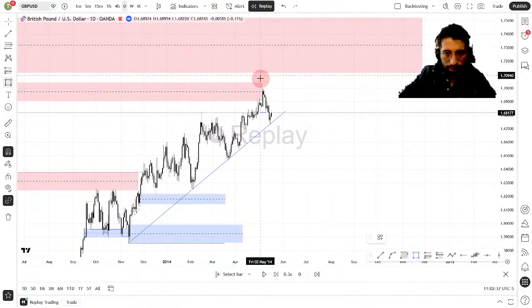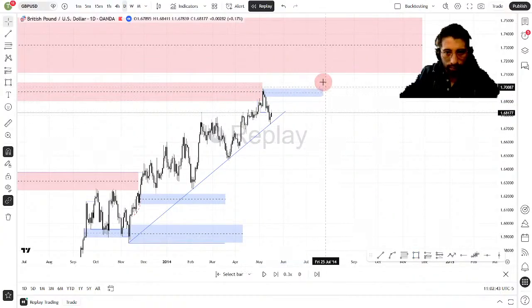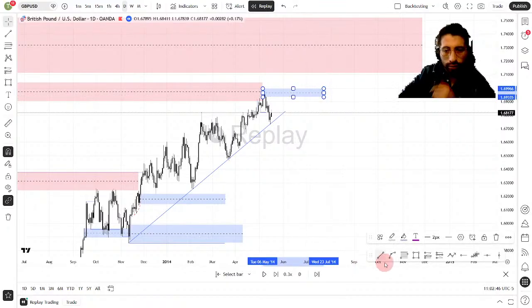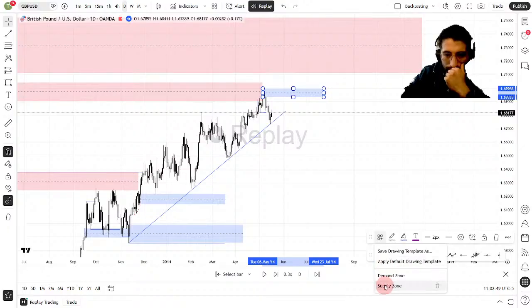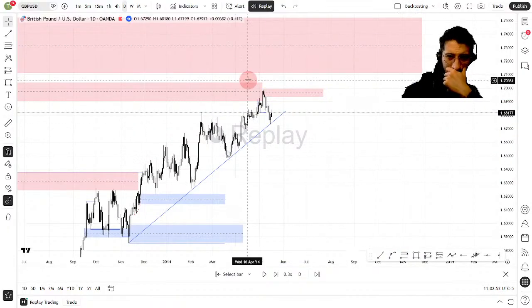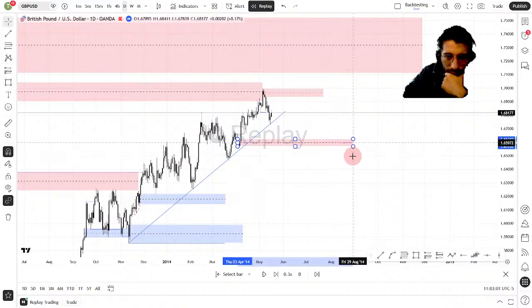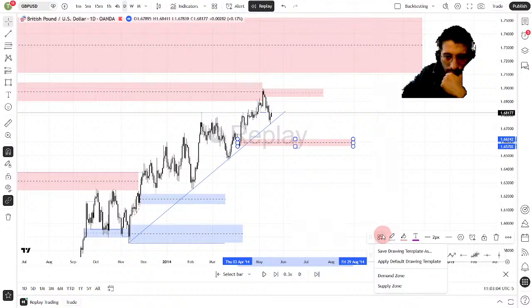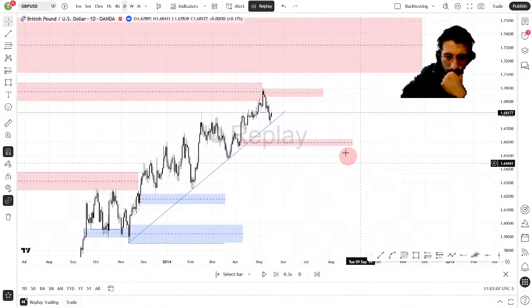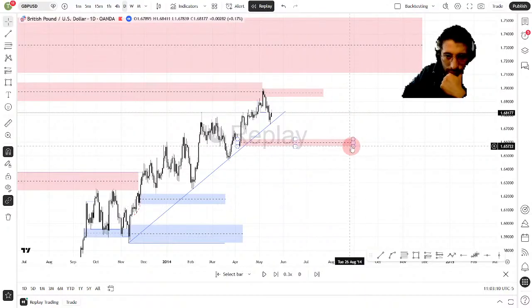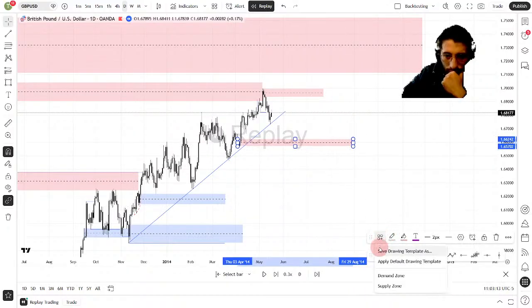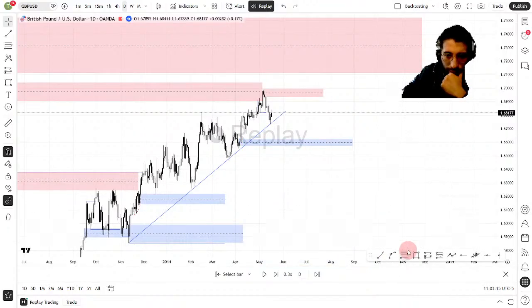Possible entry points could be this one, this sort of block right here. But also, this is a very interesting entry point to buy. Sorry, not supply, it should be demand. Why? Because of all this liquidity which is trapped here.